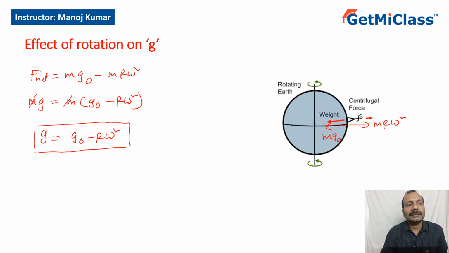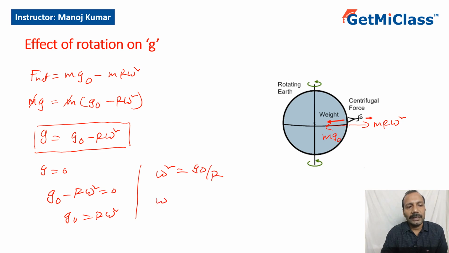Now, we have questions like: what should be the angular velocity of Earth so that an object on the surface of Earth feels weightless? If it is feeling weightless, g should be equal to 0. If g is 0, I'll have g naught minus R omega square equal to 0, or g naught equal to R omega square. That would give me omega square equal to g naught by R, or omega equal to root of g naught by R. If I solve it, you can put g naught as 10 and get some values, and from that we can even find the time period of rotation at which an object on the surface of Earth becomes weightless. So you can take g naught equal to 10.